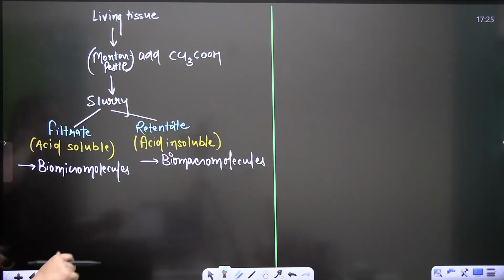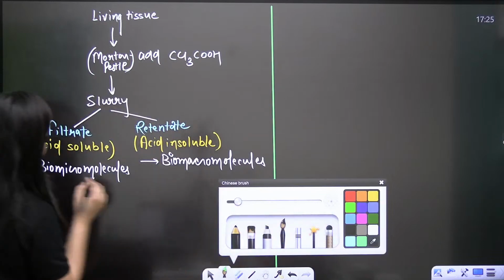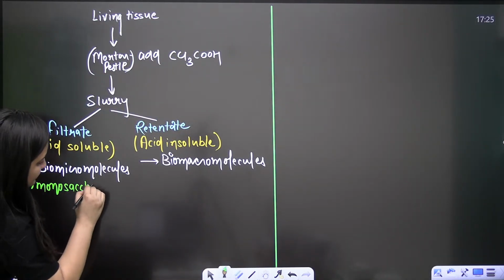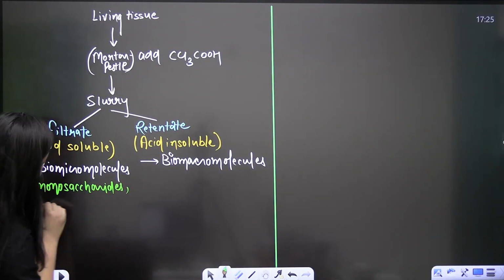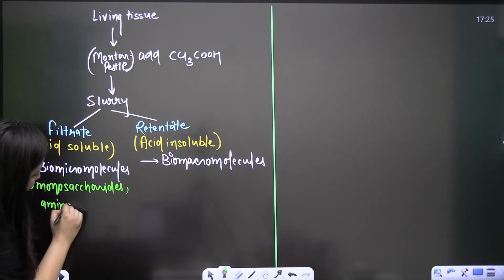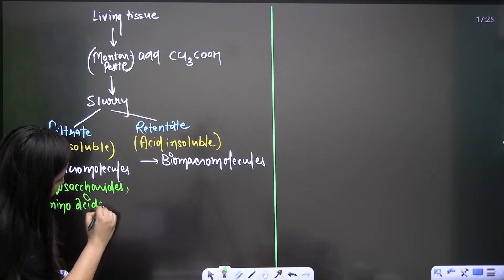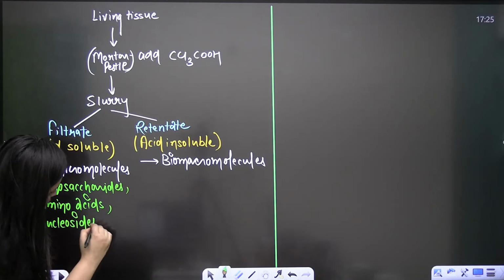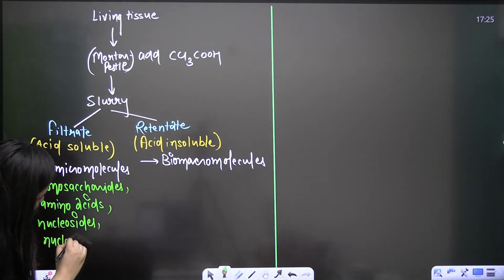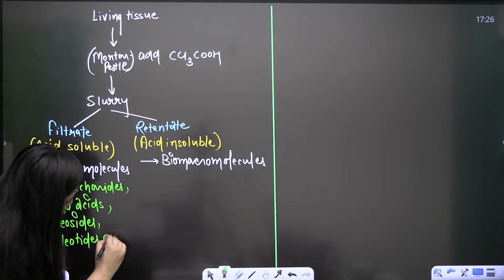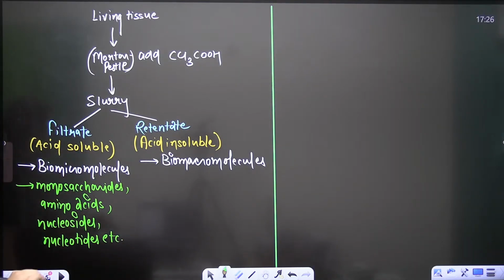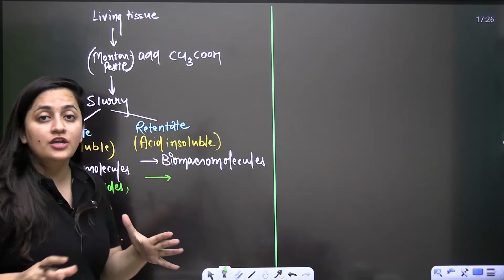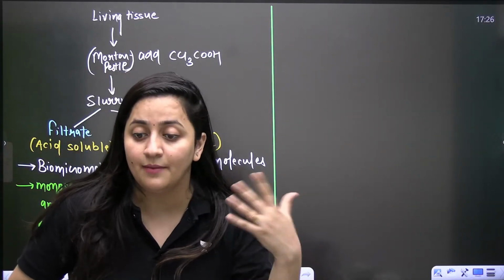Now when you are talking about the biomicromolecules, you will get the monosaccharides here. Monosaccharides means single sugar. We will discuss it in detail as well. You will get the amino acids, which are the monomers that form proteins. You will get the nucleosides and nucleotides, which help in the formation of nucleic acids. So this is what you are going to get in the acid soluble fraction.